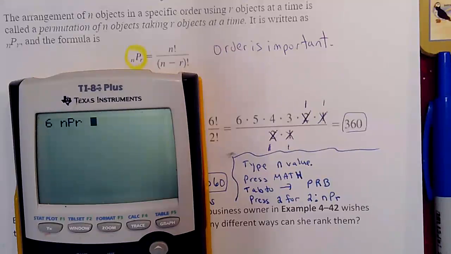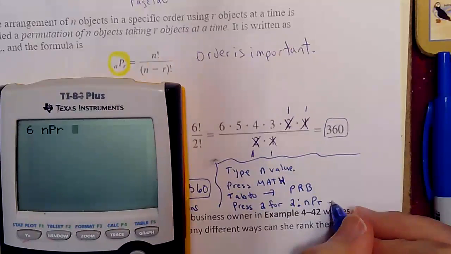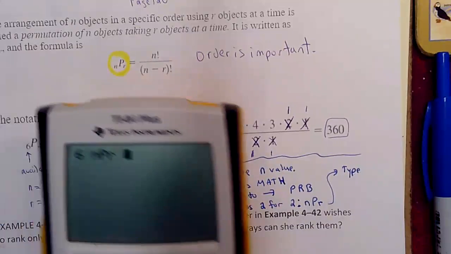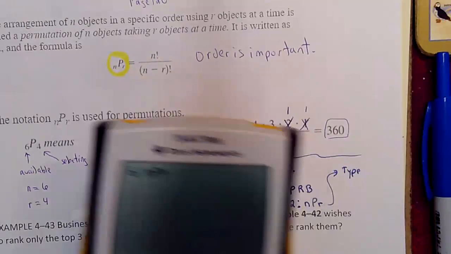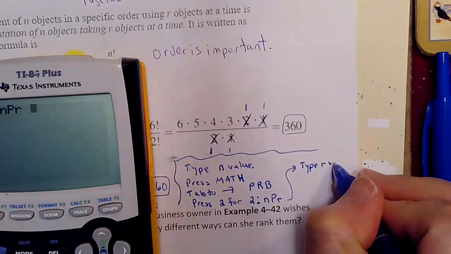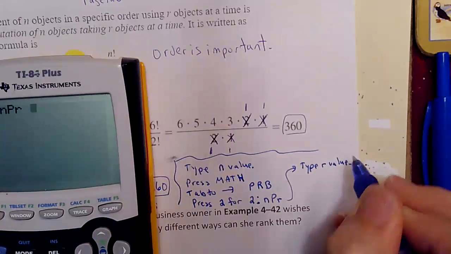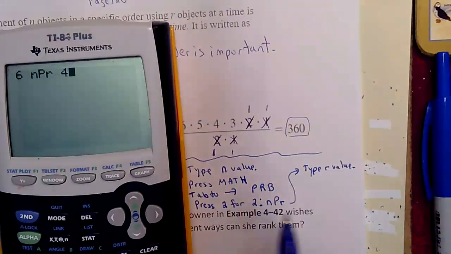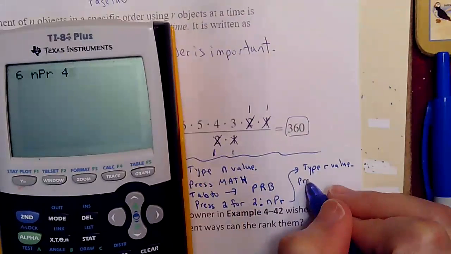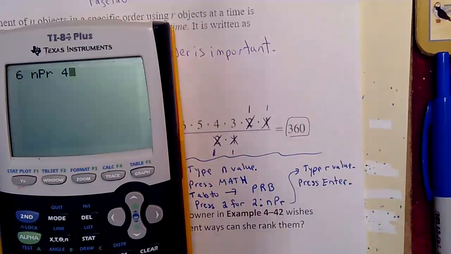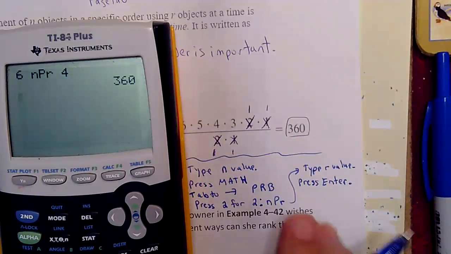See that? And then you're going to type the other value, which is the R value. The R value was 4. And then you're going to press enter. And you see how we get the 360?